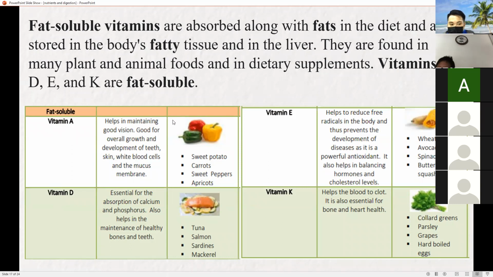So what are these? Vitamin A. We can get it from the sweet potato, carrots, sweet peppers, and apricots. So what is vitamin A? It helps in maintaining good vision, good for overall growth and development of teeth, skin, white blood cells, and the mucous membrane.